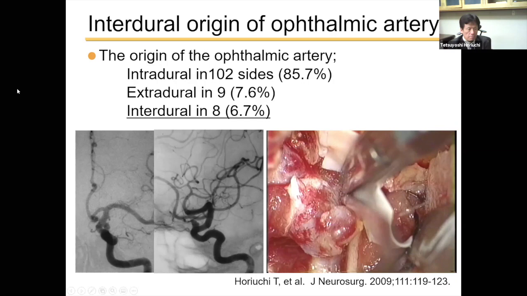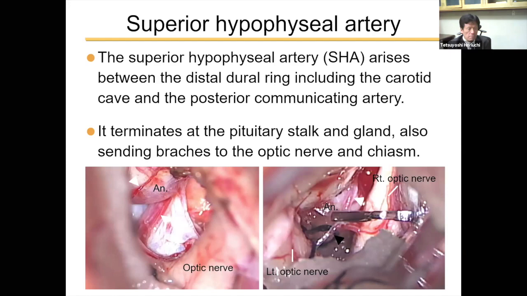The superior hypophyseal artery is also important. This artery arises between the distal dural ring and the posterior communicating artery. The superior hypophyseal artery has been focused on as an important artery feeding the optic nerve and the chiasm.